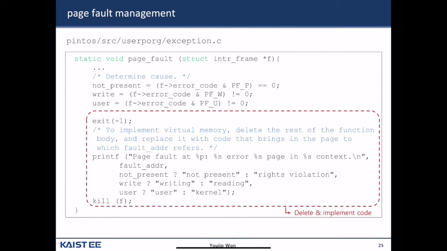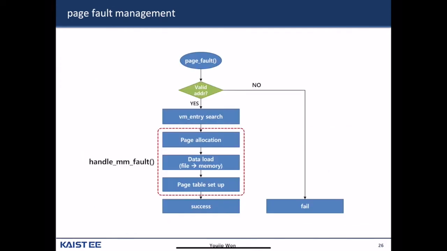So this is the page fault code. This is the current Pintos code for the page fault function. It calls kill f. So if the page fault occurs, then the operating system kills the process. This is what's happening now. So you're going to delete this part, eliminate this part, and then replace it with the actual page fault management function. This is the control flow of page fault management.